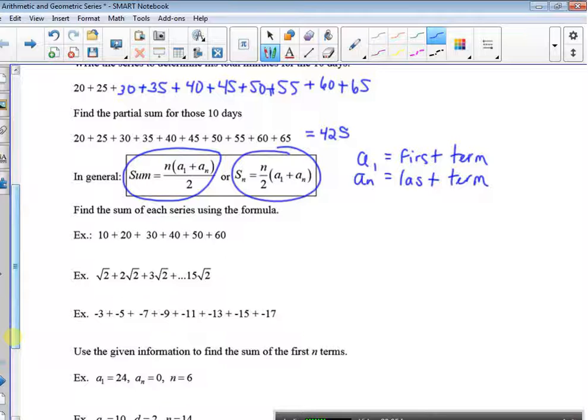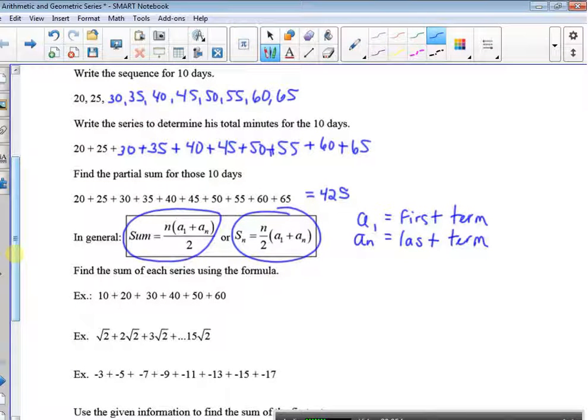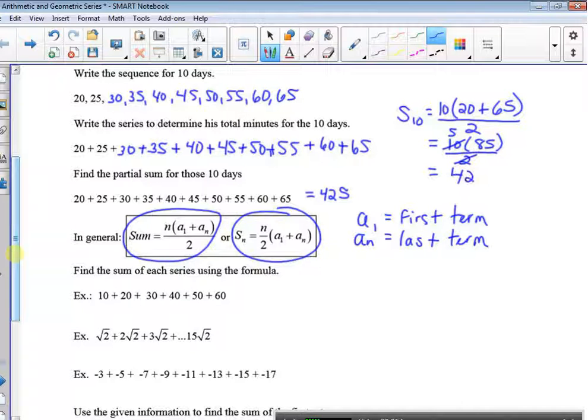So it says find the sum of each series using the formula. So if we took that series that I said was 425 and used the sum formula, it would have been S sub 10 equals n, which is 10, times the first term, which is 20, plus the last term, which is 65, all divided by 2. So that's going to be 10 times 85 divided by 2, and 2 and 10 simplify to 5, and 5 times 85 is 425.